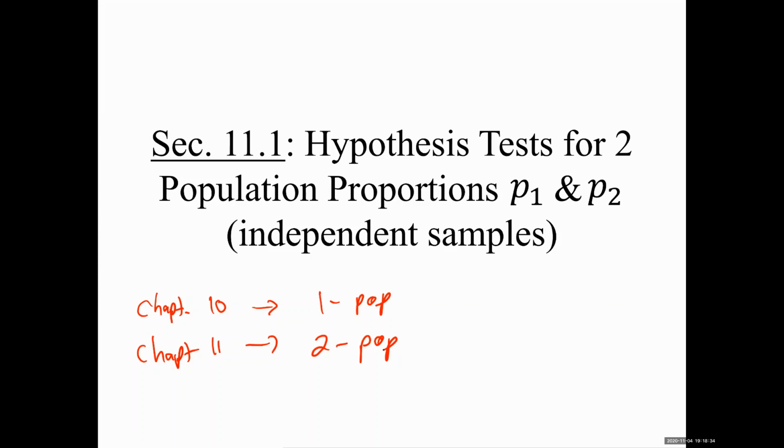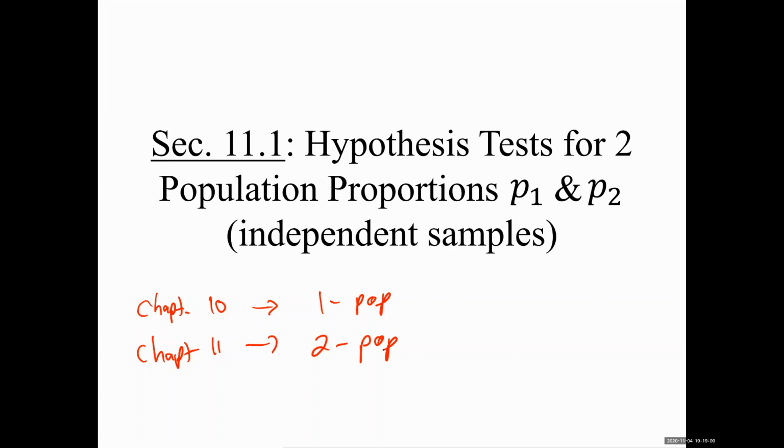Now, another thing about chapter 10 is some of the problems we did in chapter 10, there were two populations mentioned in the question. So we saw a few problems like that. But even though two populations were mentioned, the question was only about one of them. Okay. So some problems in chapter 10, only one population was mentioned. That's what the question was about. Other problems, two populations were mentioned, but only one of them was the one that the question was about.